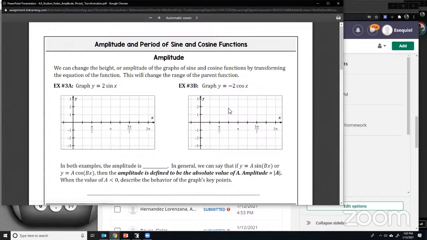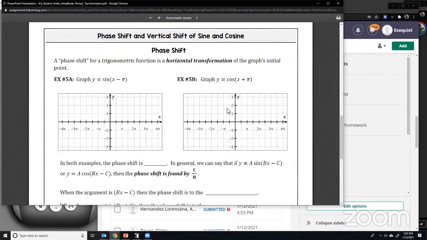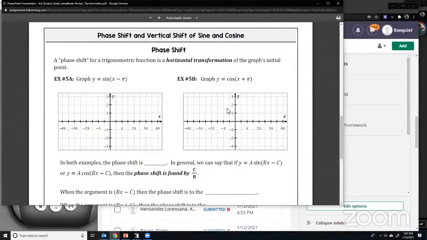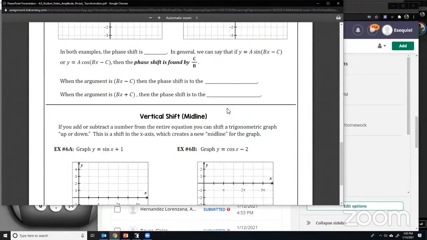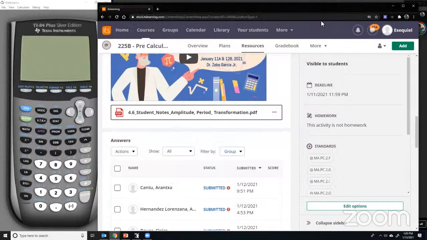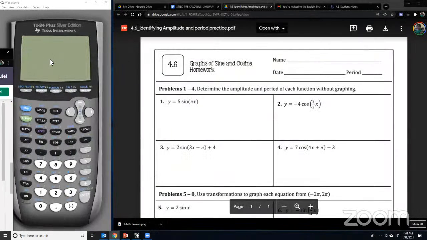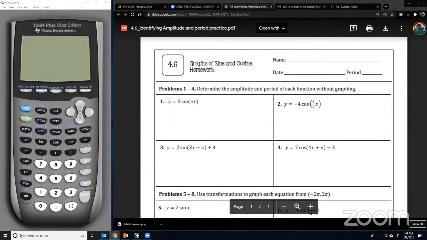Remember, we went over amplitude, period, phase shift, and also the vertical shift, the midline. So if you can tell me where you're at, I've sent you messages. I've noticed from last semester that if people are not submitting the notes or the homework, that causes you to fail. So make sure that you submit and also respond to me. Okay, please get that done.